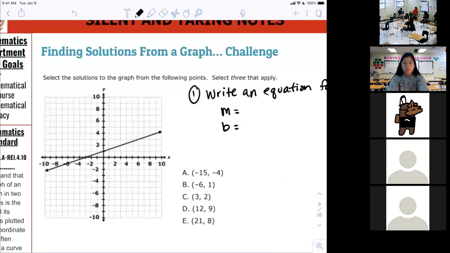Miss, B is the y-intercept, right? Yes. Okay. Just find the slope and the y-intercept right now.